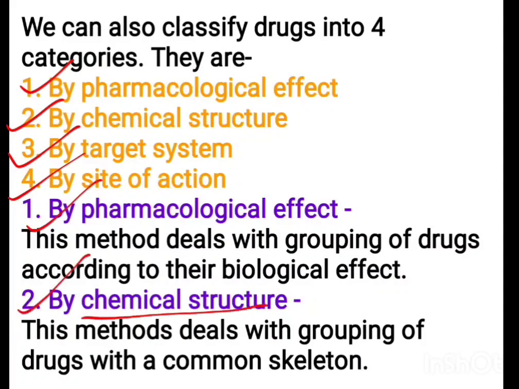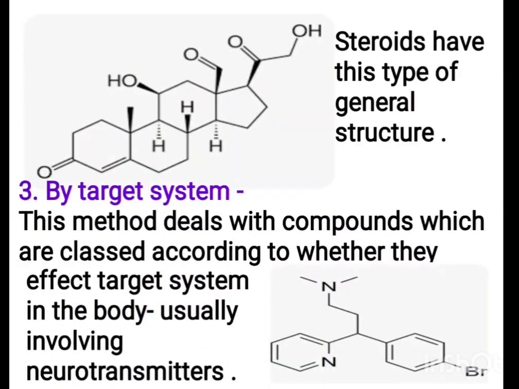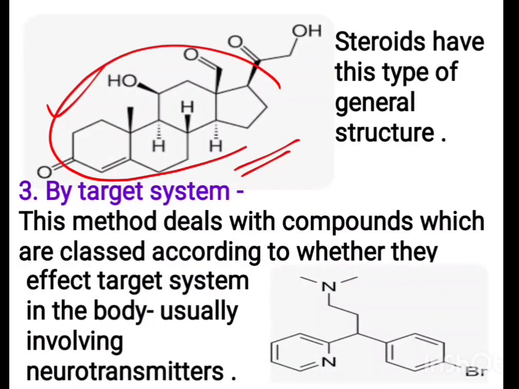Second one, by chemical structure. The method deals with the grouping of drugs with a common skeleton. So this classification is based on the common skeleton. If we categorize one drug in one category, then all drugs of the same class have the same common skeletal structure. Suppose this is the general structure of a steroidal drug. All the steroid drugs have the same structural features. Okay.